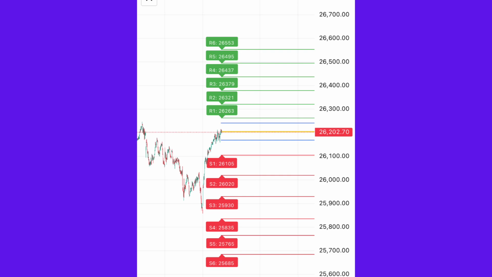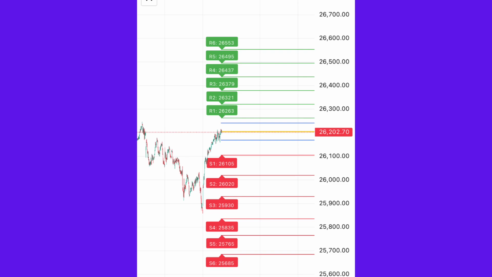Support or resistance levels. From your levels chart, these are the most crucial levels for today's session. Resistance levels, upside hurdles. R1, 26,263. R2, 26,321. R3, 26,379. R4, 26,437. R5, 26,495. R6, 26,553. R1 and R2 will be the most important levels for the opening. If Nifty breaks and sustains above R1, we could see a clean move toward R2 and R3.